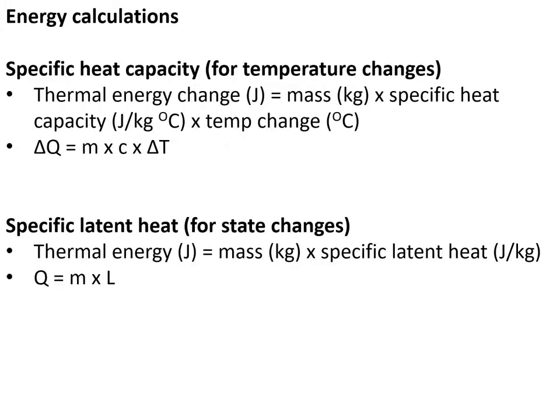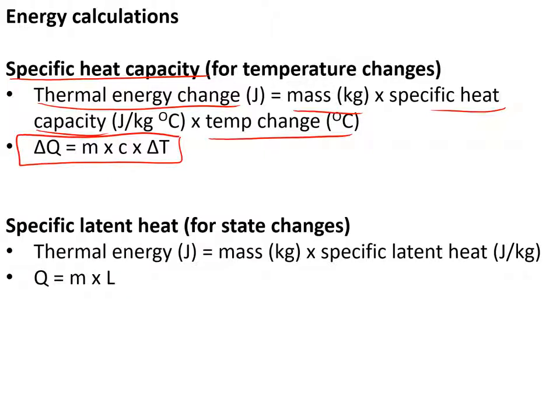So with specific heat capacity, we say that the thermal energy change equals the mass in kilograms times the specific heat capacity times the temperature change. Delta Q equals m c delta T. To do the specific latent heat calculations, we say that the thermal energy needed is the mass in kilograms times the specific latent heat. Q equals m times L.